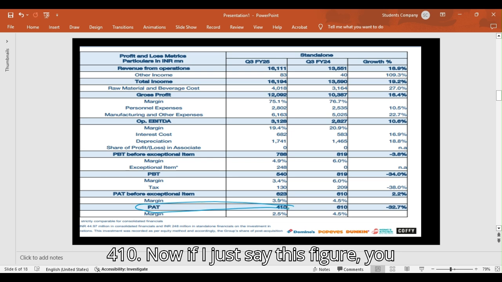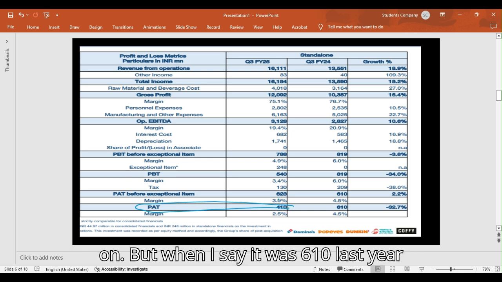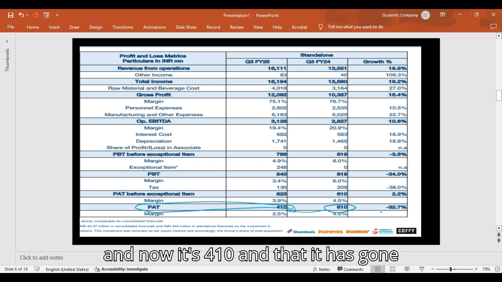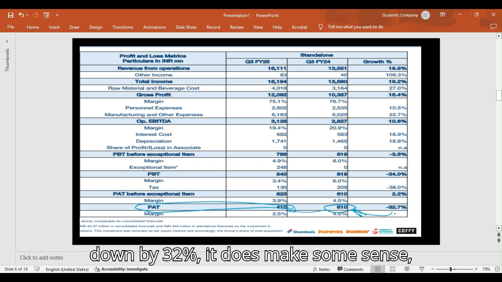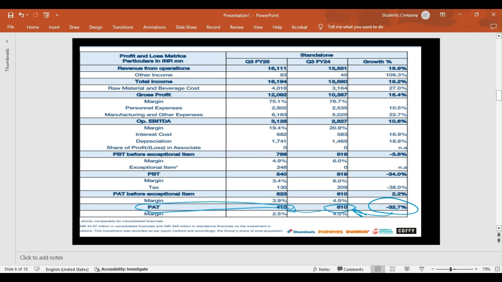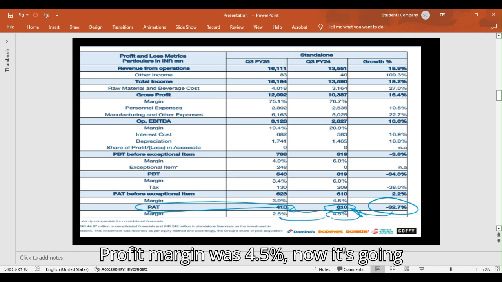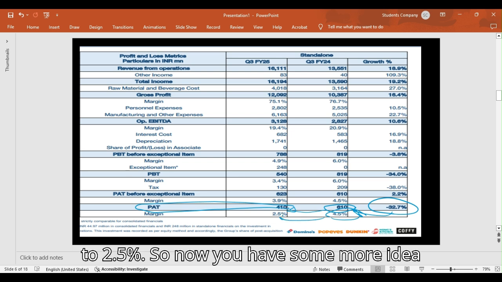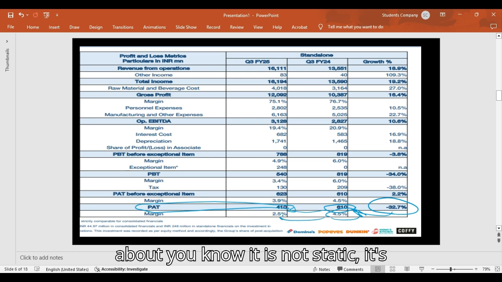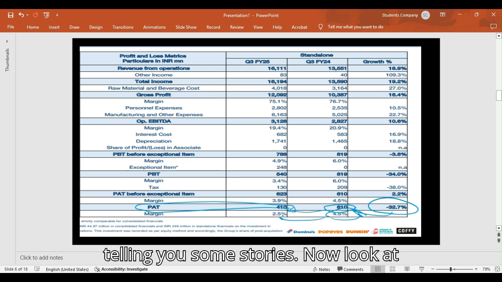Now, if I just say this figure, you won't have much idea about what's going on. But when I say it was 610 last year and now it's 410, and that it has gone down by 32%, it does make some sense. Yes, the profits have gone down, and profit margin was 4.5%. Now it's gone to 2.5%. So now you have some more idea, it is not static, it's telling you some stories.